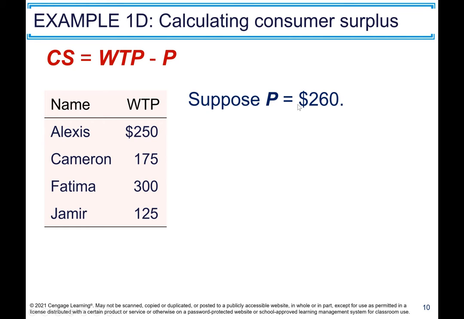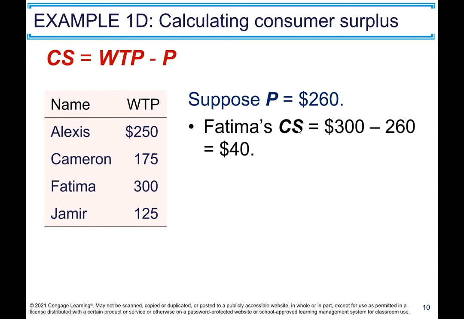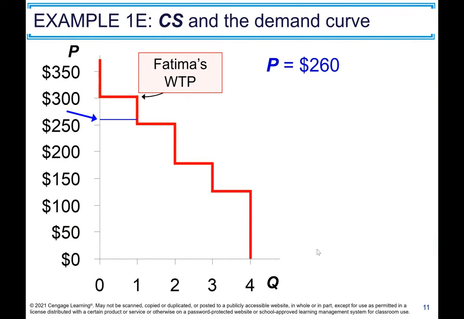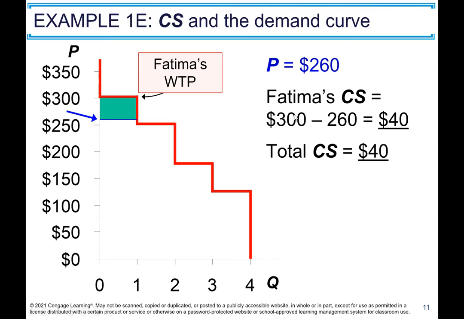So suppose price is $260. Fatima's consumer surplus would be her willingness to pay, $300, minus the price, $260, and that would be $40. The others get no consumer surplus because they do not buy an iPad Mini at this price. So total consumer surplus would be $40. At price $260, Fatima's consumer surplus is $40, and total consumer surplus is $40.